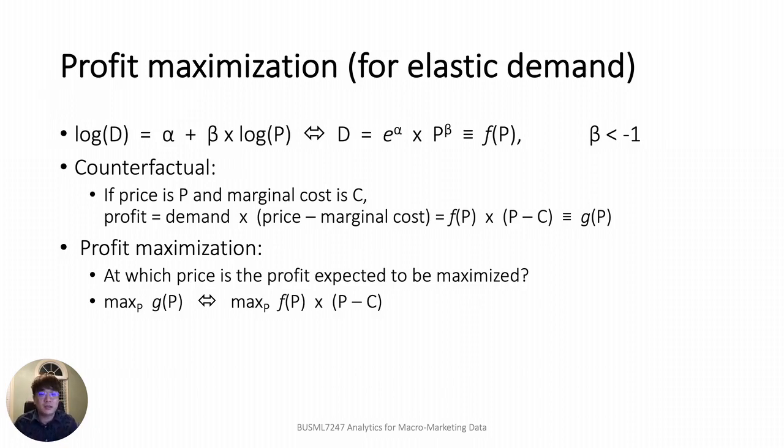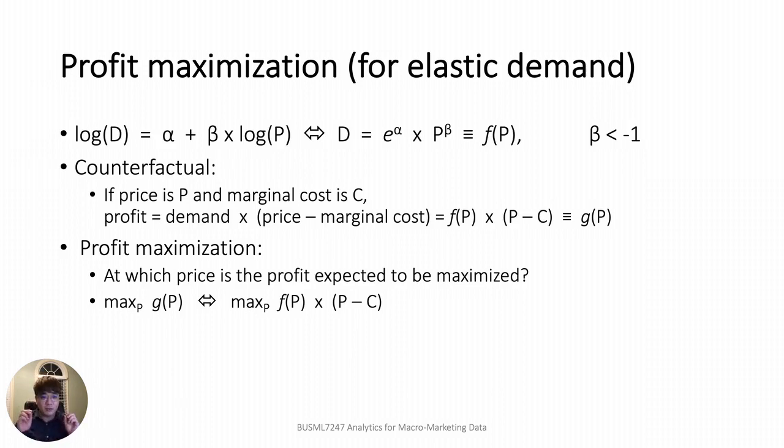Mathematically, this maximization problem is written as follows. We want to maximize the profit with respect to price. So, max indicates this problem is a maximization problem. And the subscript p implies p is our focal variable in this maximization problem. That is, the maximization problem is with respect to p.